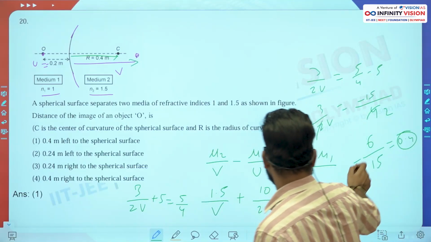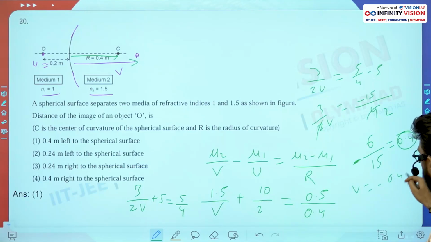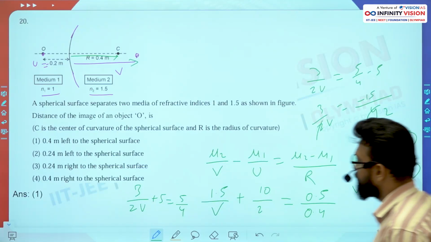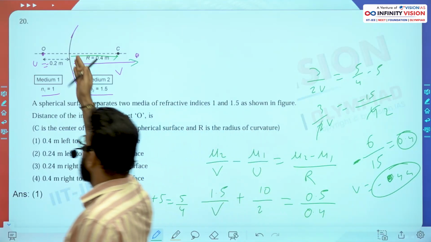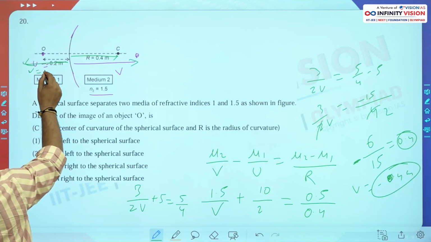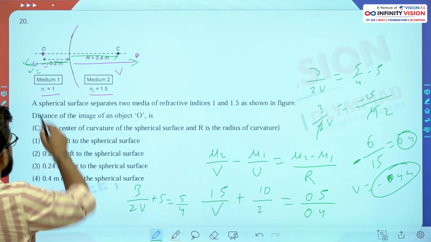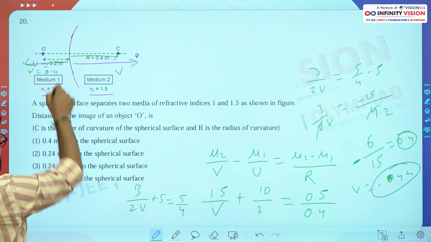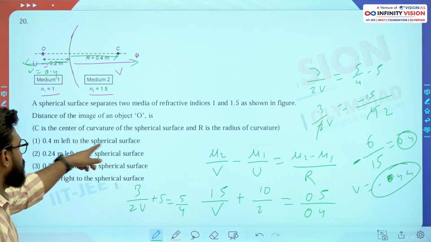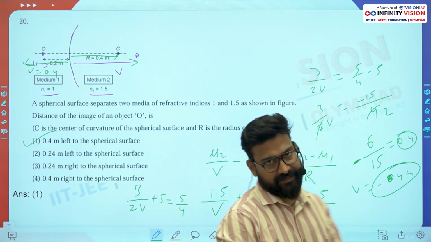It comes out in the form of negative, so v comes out to be minus 0.4 meter. The negative sign shows that the image would be formed on the same side, at a distance of 0.4 to the left of the spherical surface. So the first option is the correct option that we are getting.